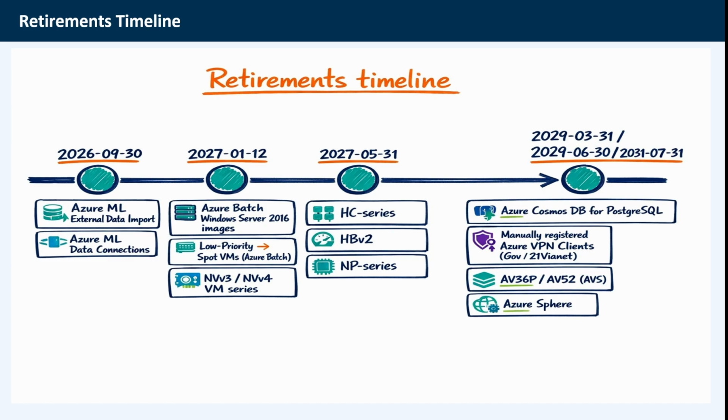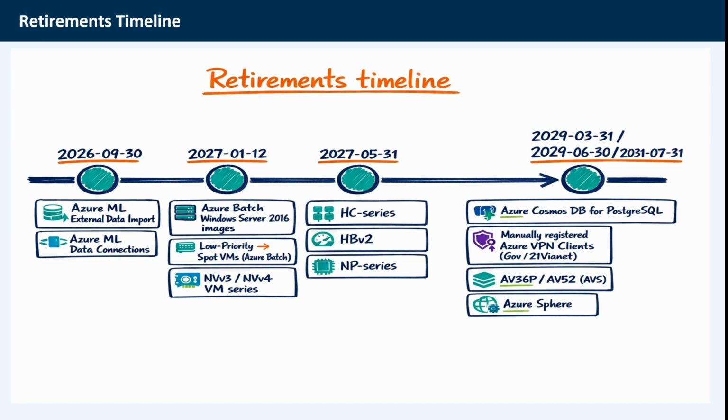And now the long runway, 2029 and later, but this can still be big. Azure Cosmos DB for PostgreSQL retires in March 2029. And the migration path is to Azure Database for PostgreSQL or to Azure Cosmos DB NoSQL APIs, depending on what I actually need. Also, in March 2029, manually registered Azure VPN clients for Gov and 21Vianet retire, so those environments need a transition plan.